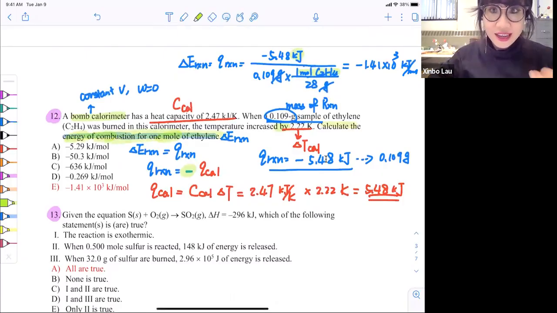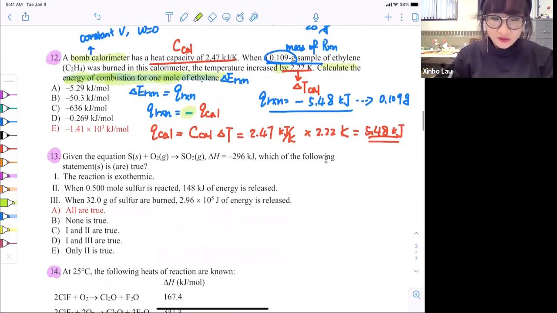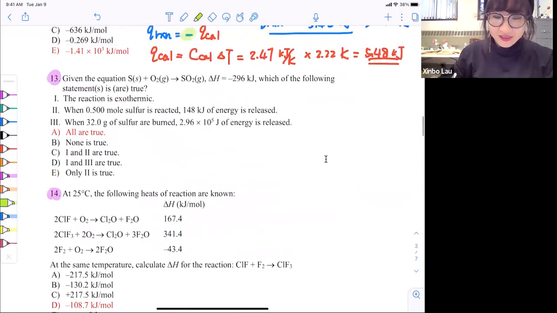Okay, so that energy is being released, 1.41 times 10 to the power of 3 kilojoule per mole. Okay, so that's question 12. That's that. Then let's look at the next question.